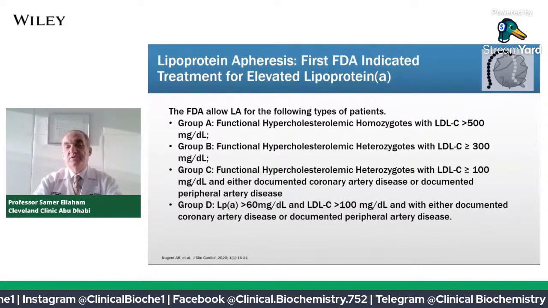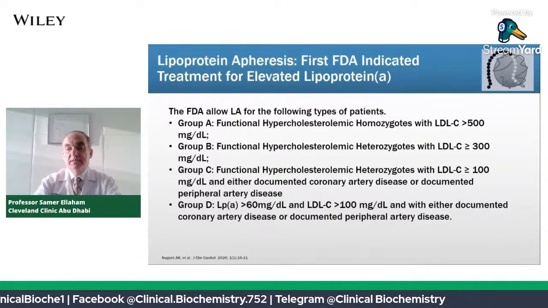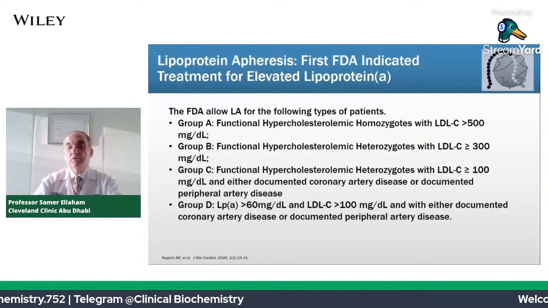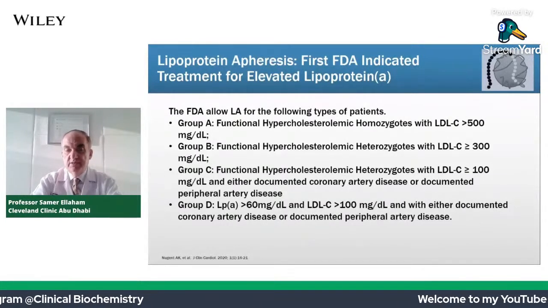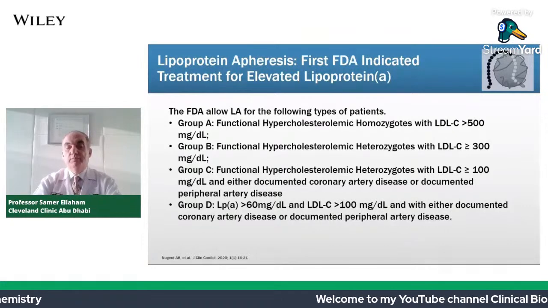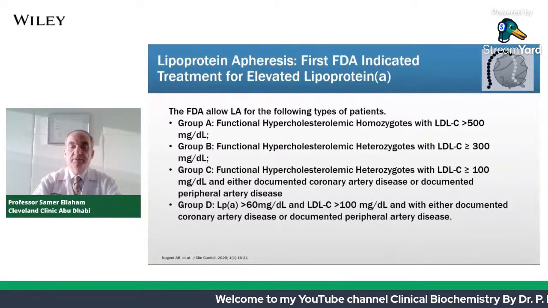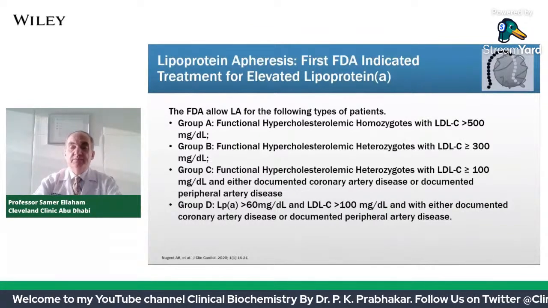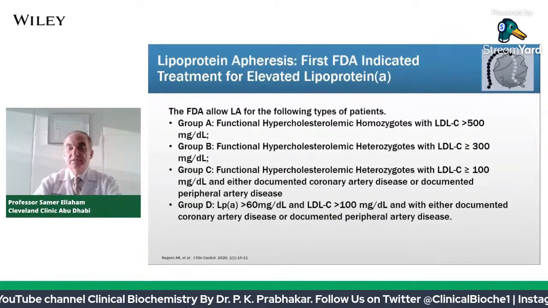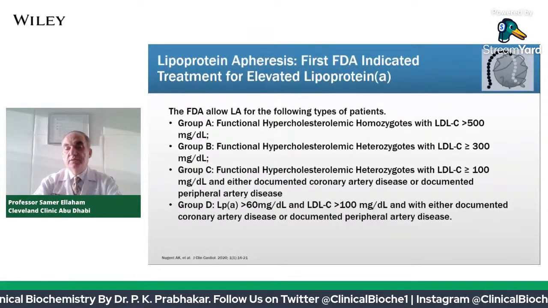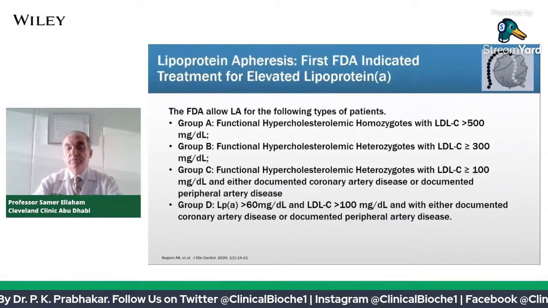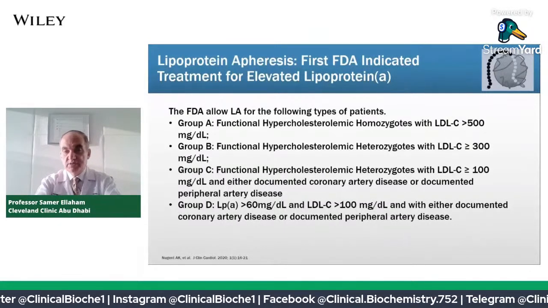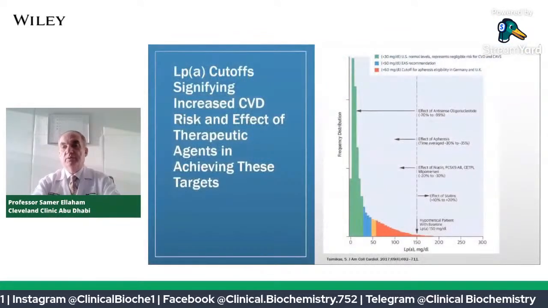Group C, familial hypercholesterolemia heterozygous with an LDL greater than 100, and either documented coronary artery disease or documented peripheral vascular disease or arterial disease. And then importantly, where it's related to our topic today, is group D, Lp(a) greater than 60 milligram per deciliter, and an LDL greater than 100 milligram per deciliter with either documented coronary artery disease or documented peripheral arterial disease. So this is from the FDA and our understanding.